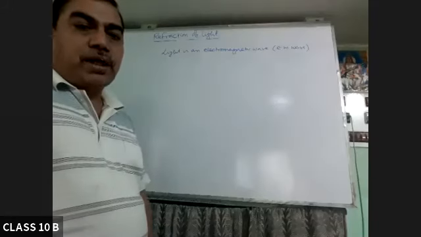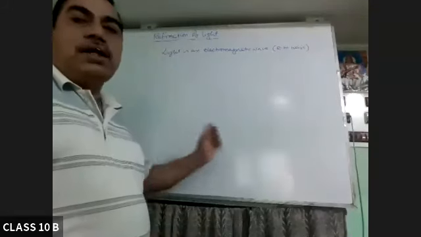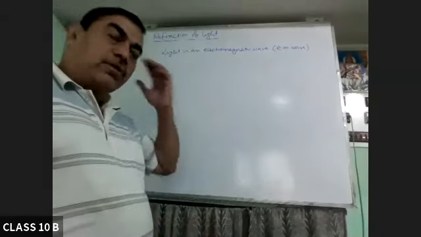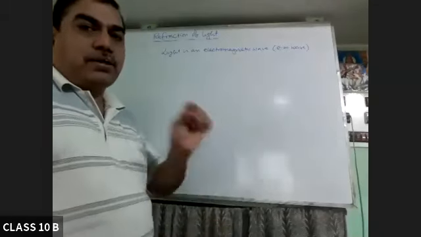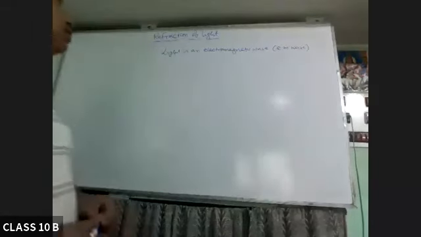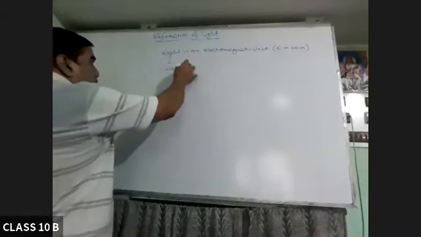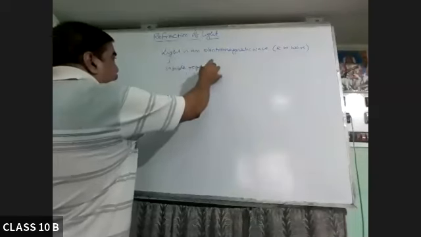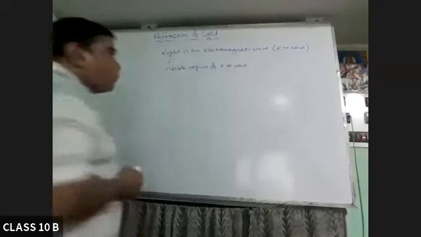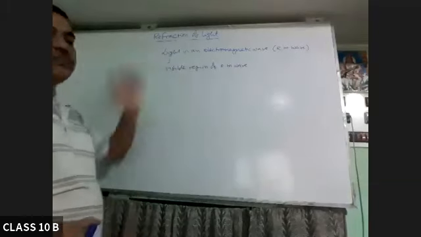There are different types of electromagnetic wave. A separate chapter we have to discuss. So light is also one of the electromagnetic waves. And the electromagnetic wave has a very wide spectrum. The visible region is a very small part of that. So this light we call the visible region of electromagnetic wave.